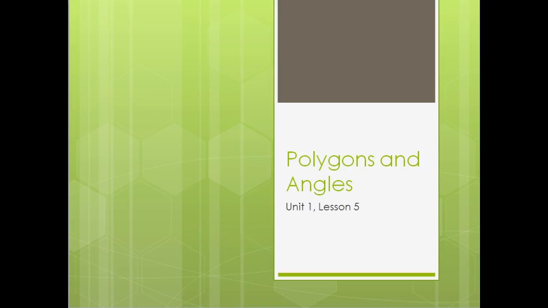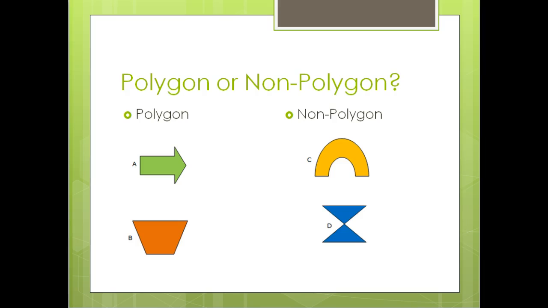Okay guys, we are going over polygons and angles. This is from your Unit 1, Lesson 5. First of all, let's talk about what a polygon is. I know we've gone over this probably 12 million times and you're tired of hearing it. But polygons are closed figures with 3 or more sides.